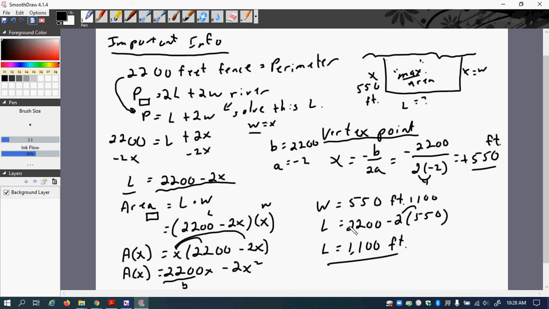So that's basically how you do this particular problem. And it looks like it's not possible, but you do need to know the perimeter equation and how you have to adjust it. And you also need to know area, or you can't solve this problem.